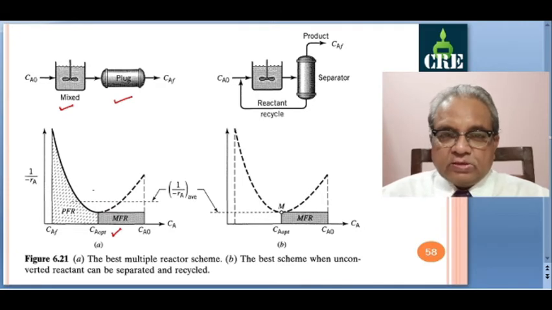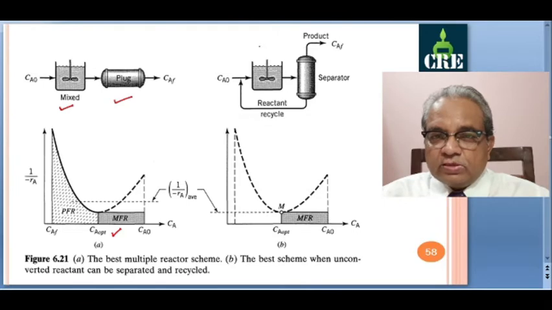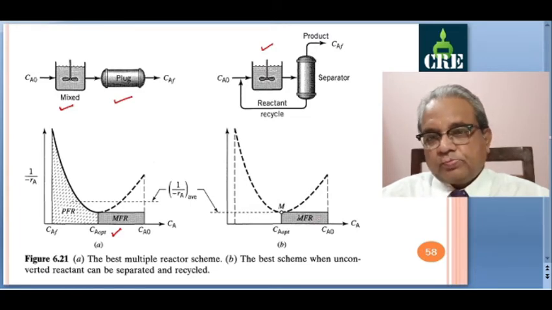So this is not the base system. Total volume is not minimum. If instead of this we replace this, a mixed flow reactor is there and the plug flow is replaced by a separator, not a reactor, where the product is separated and unreacted reactant is recycled back. So here this is the optimum value which is coming out from here. So this CA0 to this is the area, and which represents volume or tau.